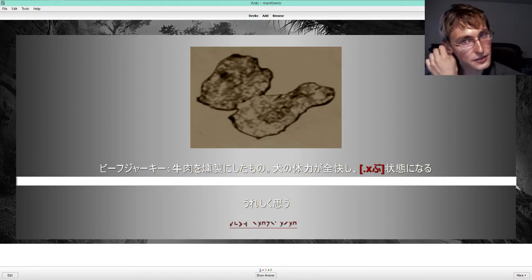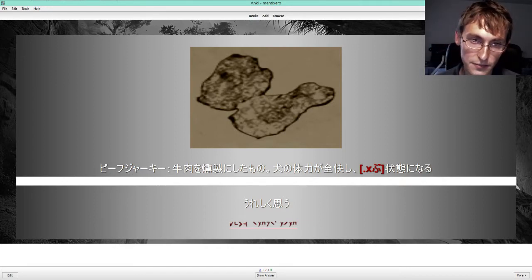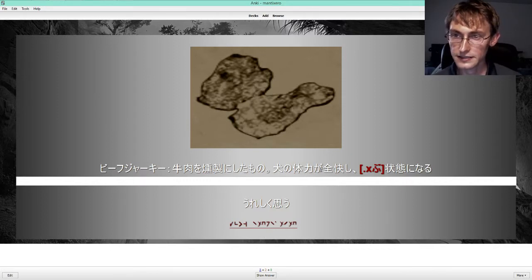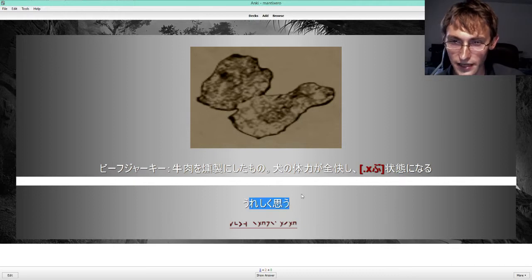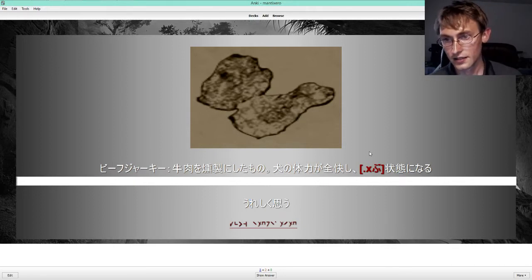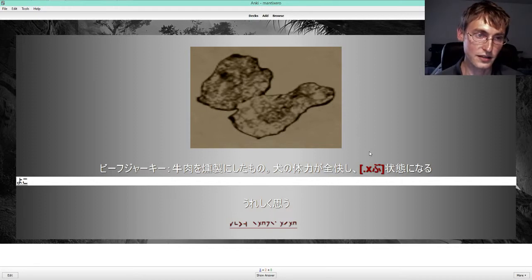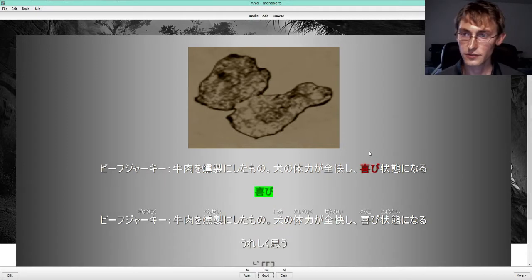So beef jerky. 牛肉を燻製にしたもの. So something made of smoked beef. Beef jerky. 犬の体力が全開し. So fully restoring the dog's health. And two-character answer. The second character is not boo. So I think that kind of gives it away. 嬉しく思う. So it puts the dog in a happily thinking state. So that is yorokobi. Yorokobi joutai ni naru.